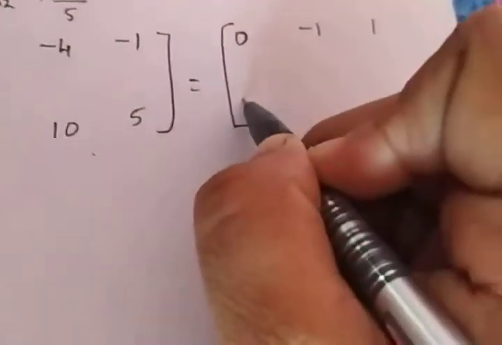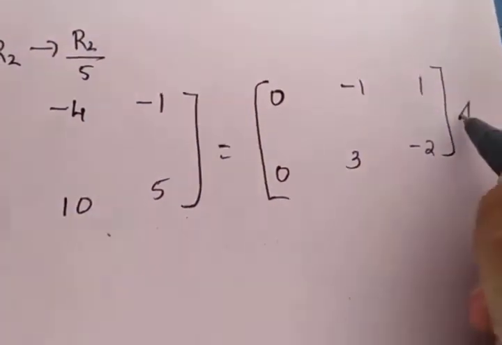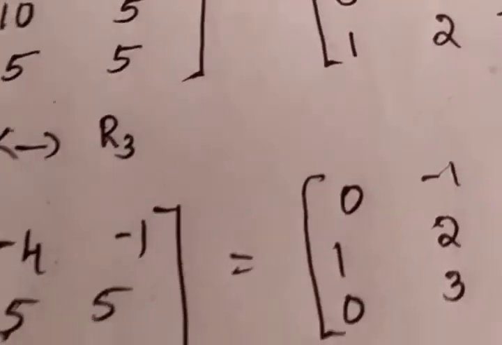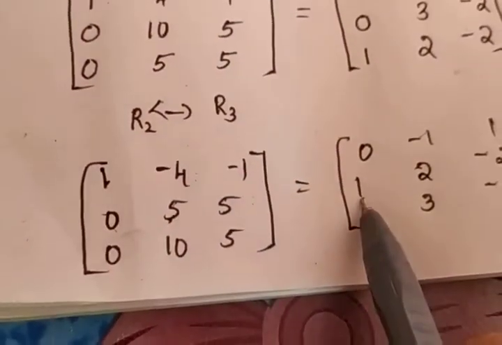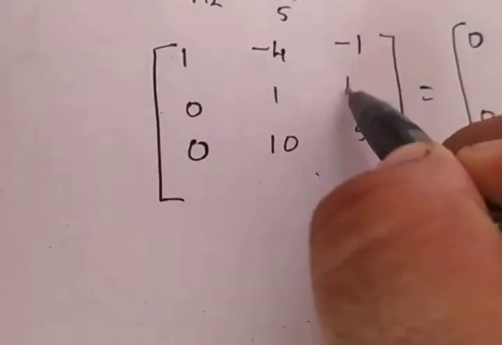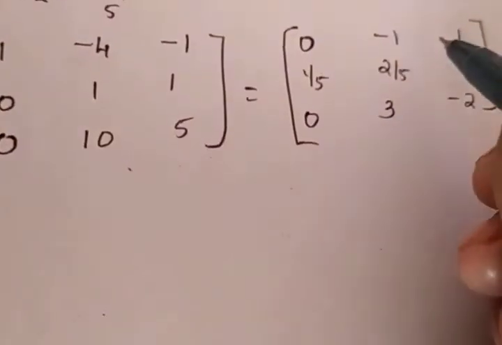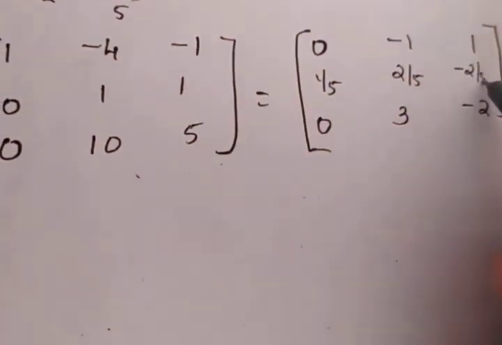Third row is also the same, 0, 3, minus 2 into A. So instead of the second row, we have to divide by 5. So it becomes 0, 1, 1, and here it becomes 1 by 5, 2 by 5, minus 2 by 5. So we'll write here 0, 1, 1, 1 by 5, 2 by 5, and minus 2 by 5.